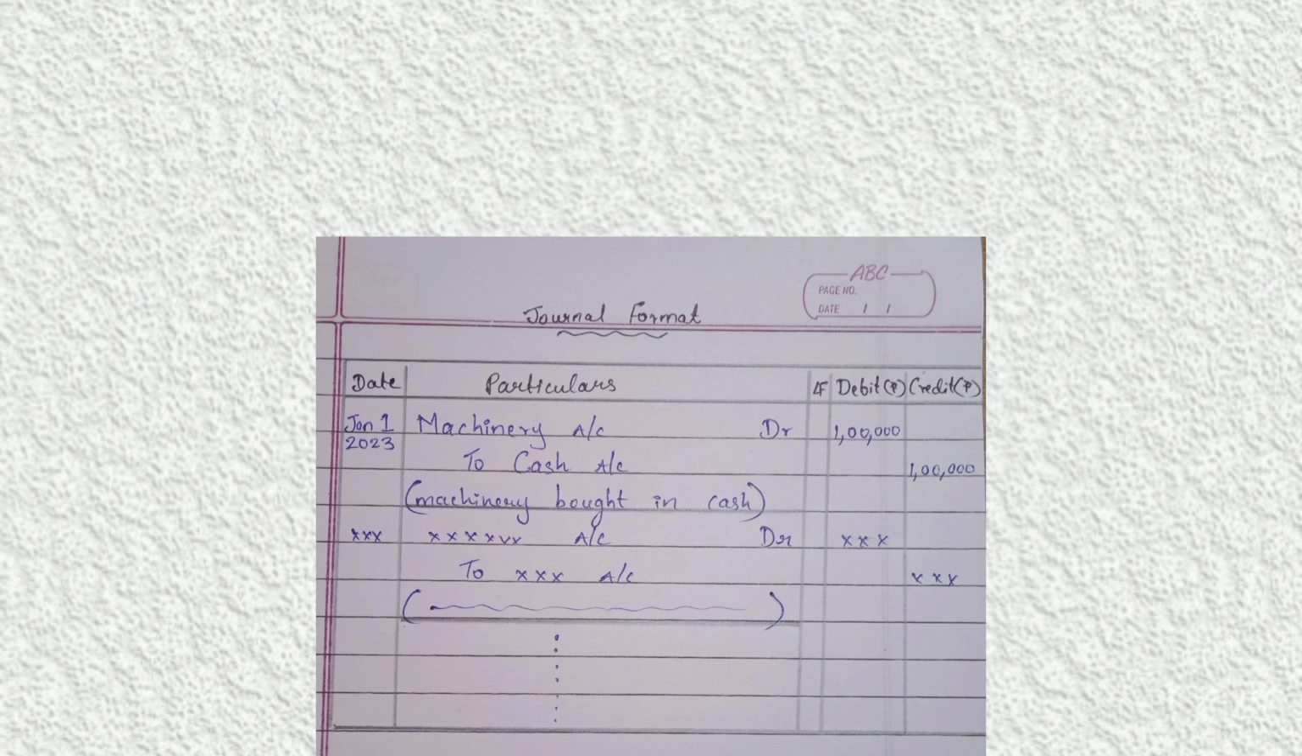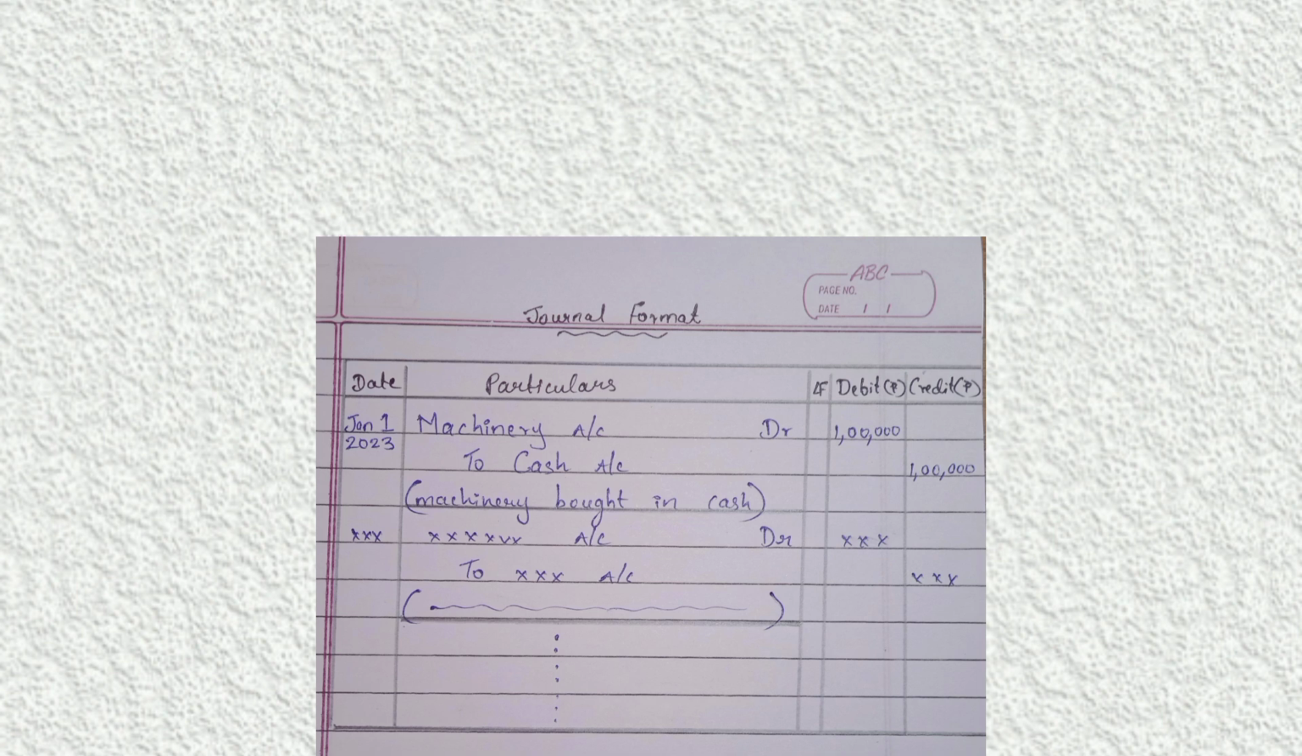Now the next column is LF. LF is kind of a page number, which we use for reference. Then we have debit and credit columns. For every transaction there will be at least a debit and at least a credit. So here we will write the amount of the transaction. Just imagine we are buying machinery for 1 lakh rupees. So machinery will be debited with 1 lakh and cash will be credited with 1 lakh. We'll get into the problem.